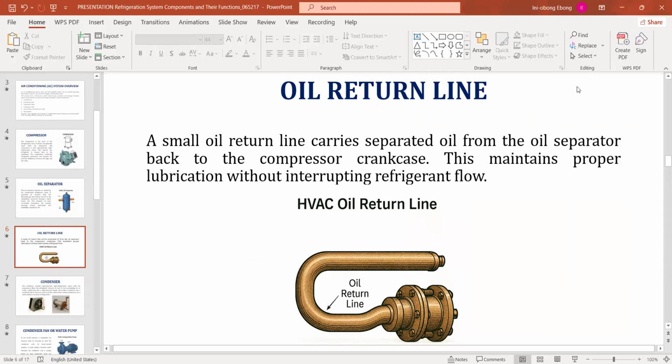This is your oil return line. A small oil return line carries the separated oil from the oil separator back to the compressor crankcase. This maintains proper lubrication without interrupting refrigerant flow. So the oil separator is just there to separate oil that is supposed to leave your crankcase and pass through the line. This oil separator just returns that oil back to your crankcase.